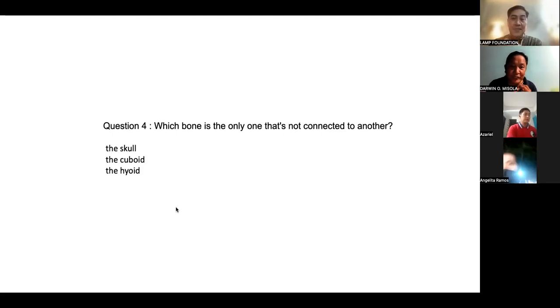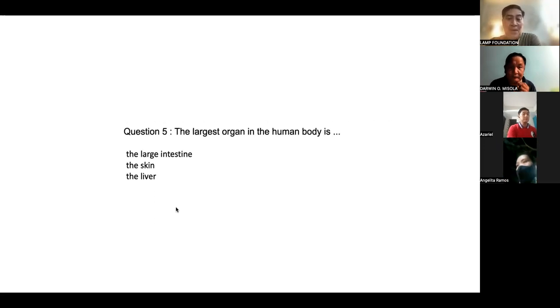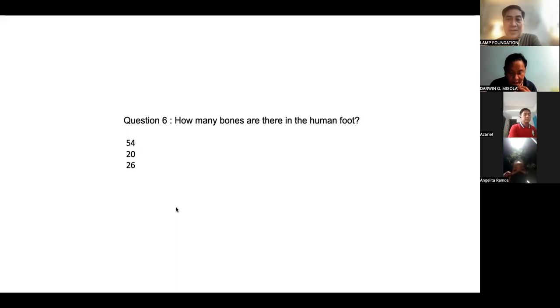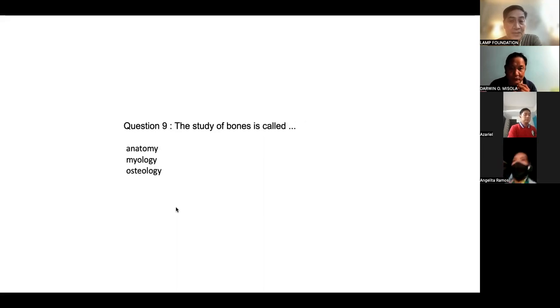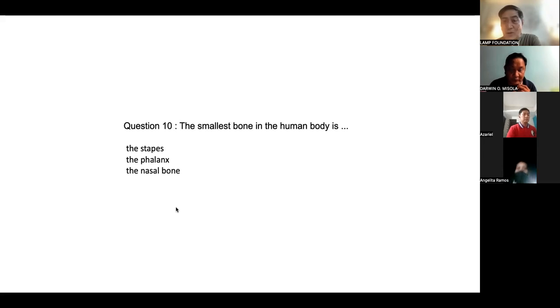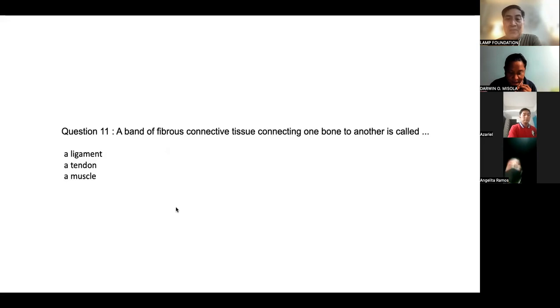Which bone is the only one that's not connected to another? Hyoid. The largest organ in the human body. The skin. How many bones are there in the human foot? 26. Red and white blood cells are formed in the bone marrow. Calcium is a major component of the bone. The study of bones is called osteology. The smallest bone in the human body. Stapes. A band of fibrous connective tissue connecting one bone to another is called ligaments.